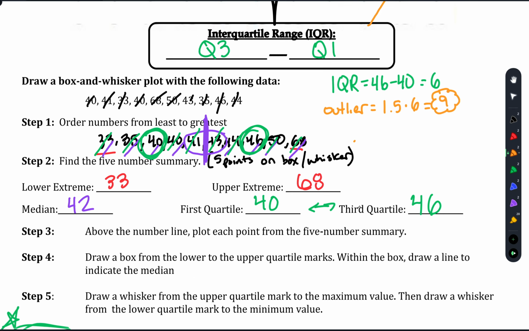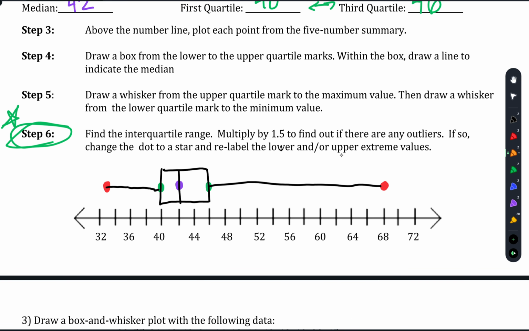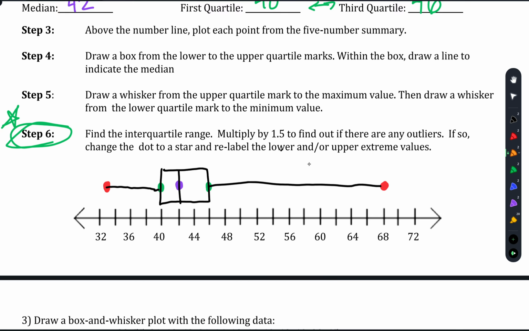Okay, so I'm going to look at my graph really quickly. I'm going to tell you what this means. That means if I start at the box, start at quartile 1, I can only go 9 in this direction. If I go any further than 9 in that direction, it's an outlier. Same thing this way. I can only go 9 in this direction. If I go any further than 9, it's an outlier.